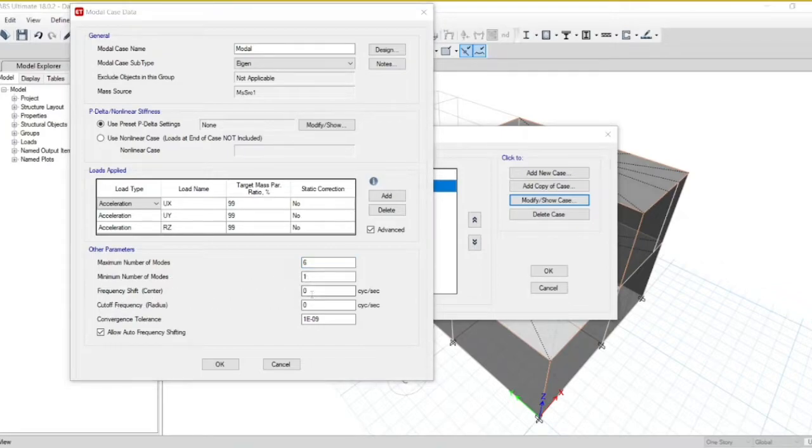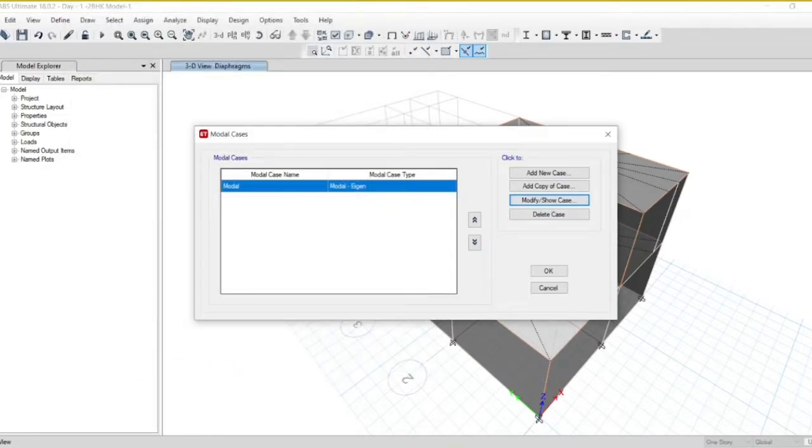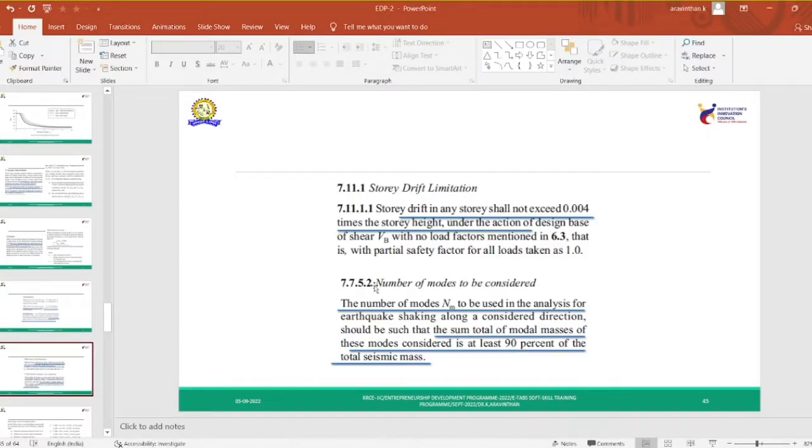Frequency shift we have taken as 0, and the convergence tolerance: during the iteration, to converge it, it will take 1 into e power minus 9. So it is very much enough and we will get an accurate answer. So this is called eigenvalues. In the code book, it is indicated that the number of modes to be considered should at least match the sum of modal masses, and these modes should be 90% of total seismic mass.